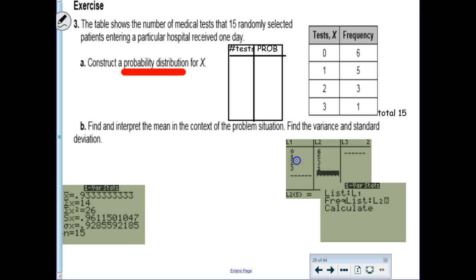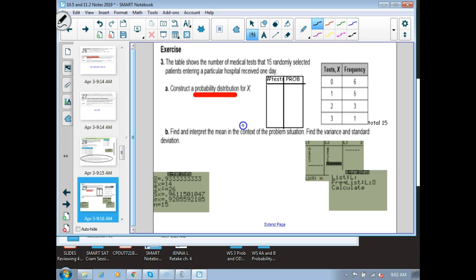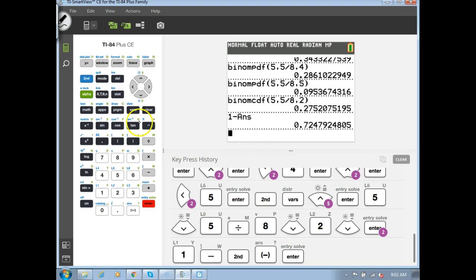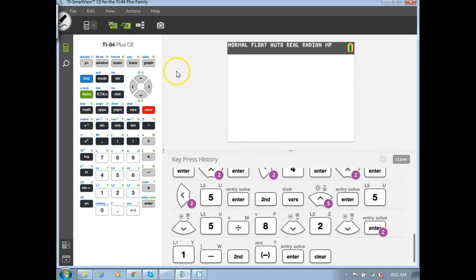Okay, so this one, we have a table that shows medical tests done on 15 random patients, and then we marked up the results, but also the frequency with which they occurred. So what I would like you to do first is let's just find some quick probabilities. And can I show you something kind of neat?